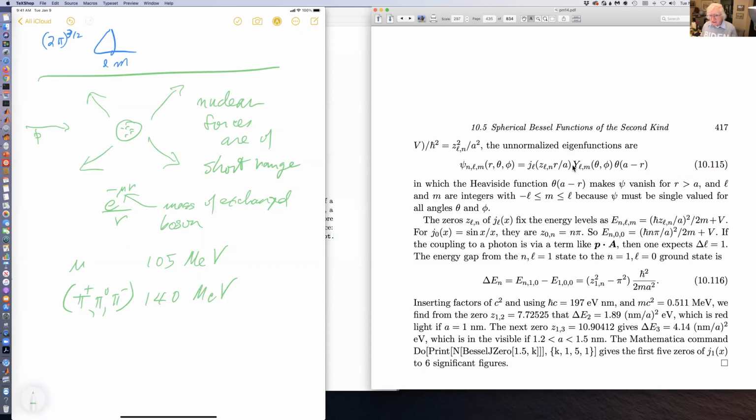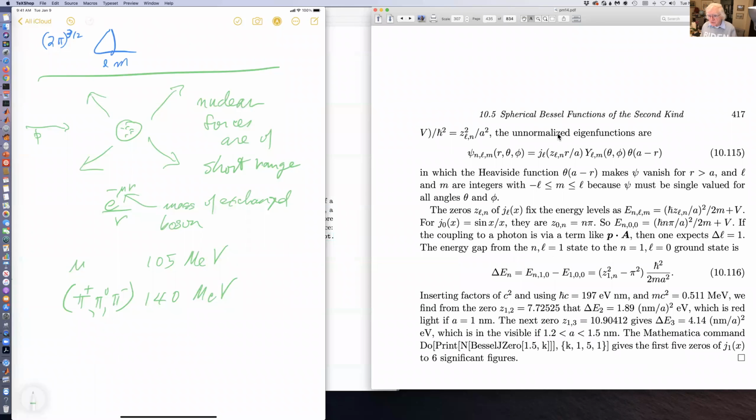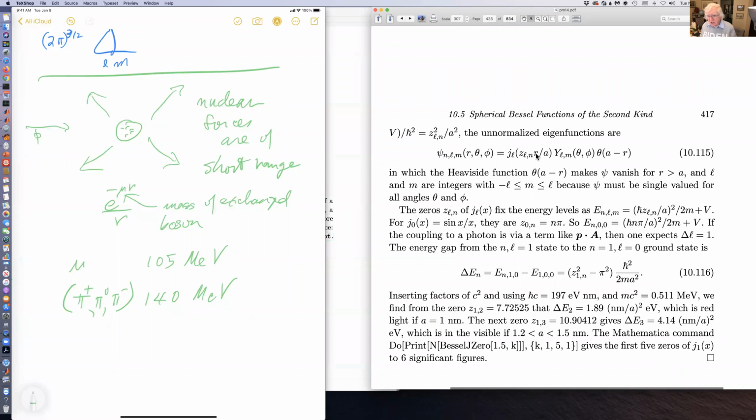Then we differentiate, and we see that the second derivative with respect to r pulls out z over a squared. So the energy is basically h bar squared z over a squared over 2m. And the eigenvalues are the zeros of the spherical Bessel functions, z0,n, which are equal to n pi, exactly, in fact.